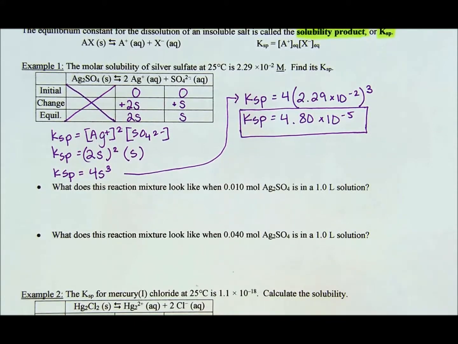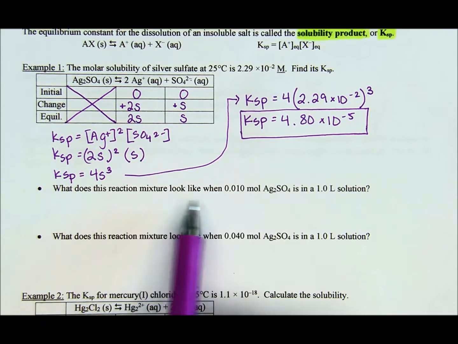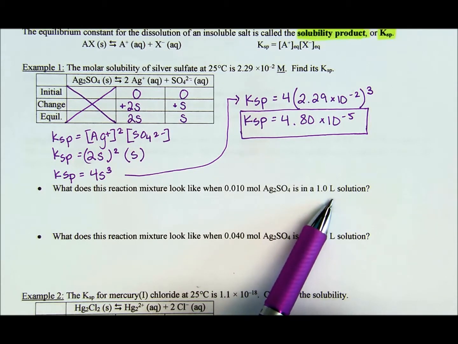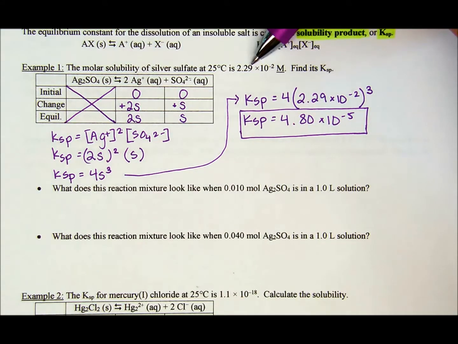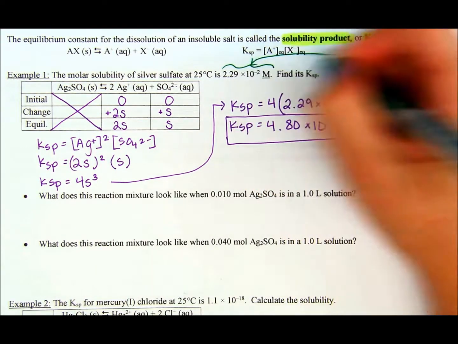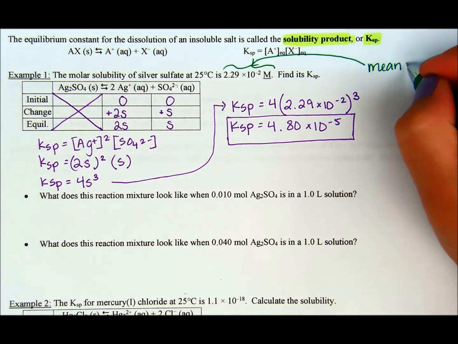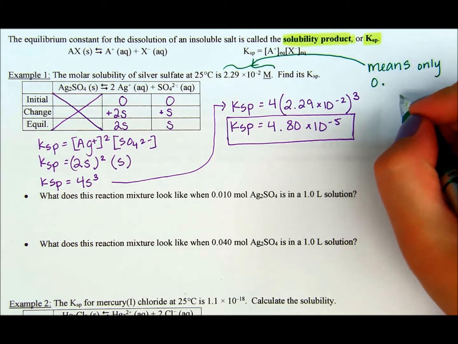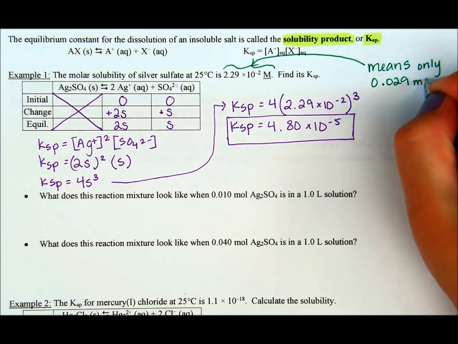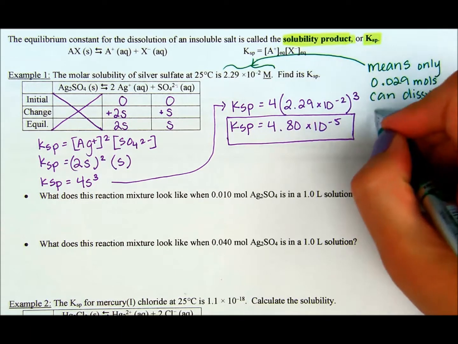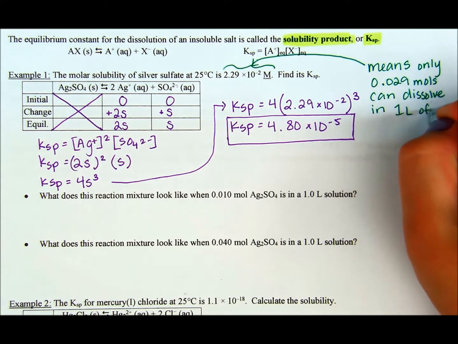Now let's look conceptually at what this means. What does this reaction mixture look like when 0.010 moles of silver sulfate is in a 1 liter solution? Well, we know we can dissolve this much silver sulfate in a 1 liter solution. Let's go ahead and write down what this means. This means only 0.029 moles can dissolve in 1 liter of solution.